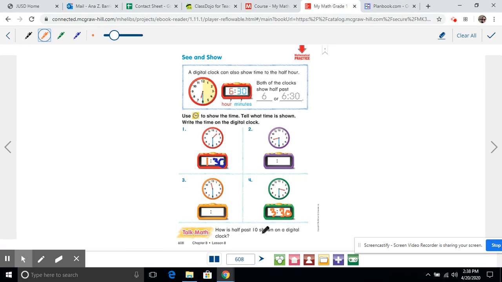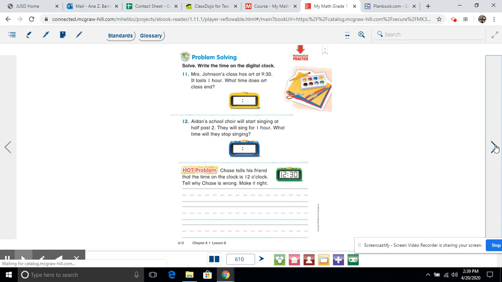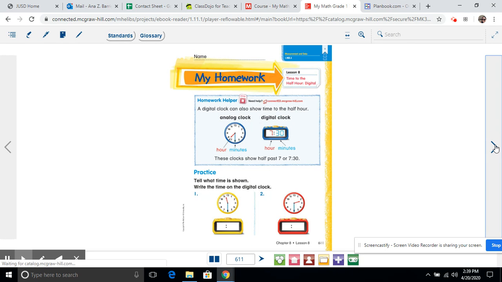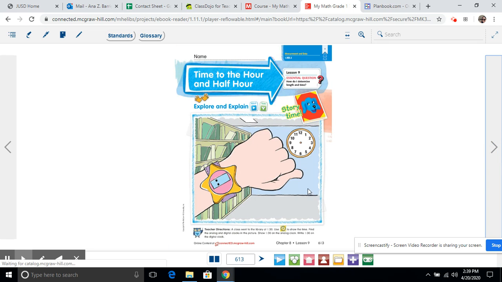How is 10:30 shown on a digital clock? Well, 10:30 on a digital clock is going to be, first we write the number 10, then the 2 dots, and then 30 because halfway to 60 is 30. 10:30. You're going to do the rest of these pages the same way, and same thing on this page and this page, and that's the end of our lesson.